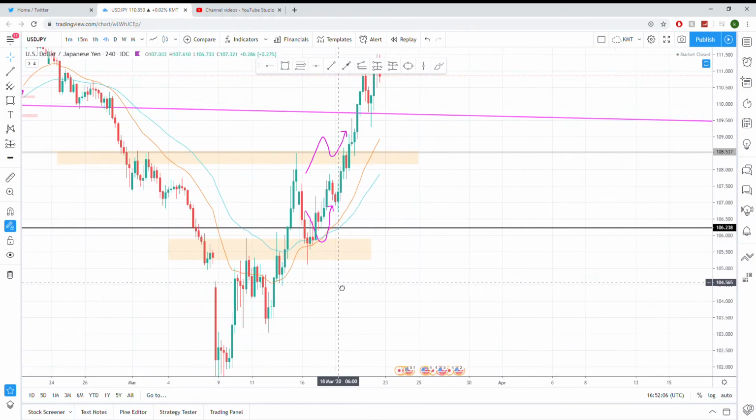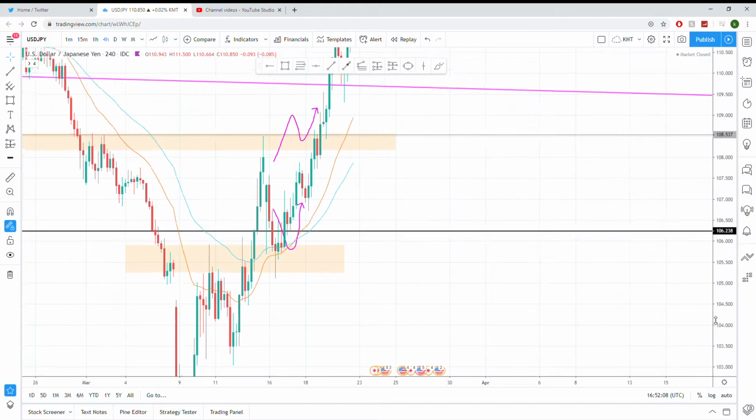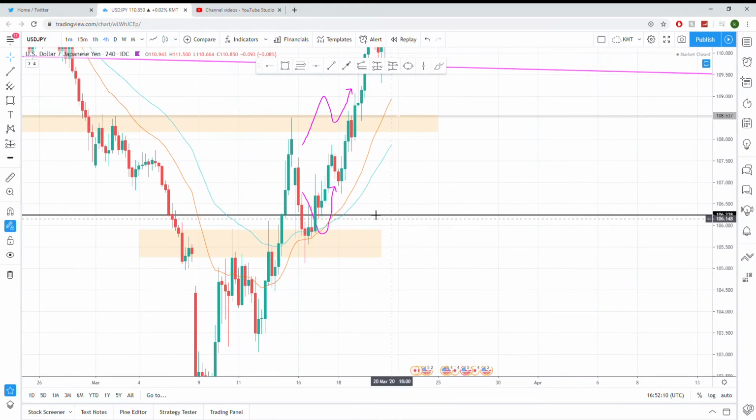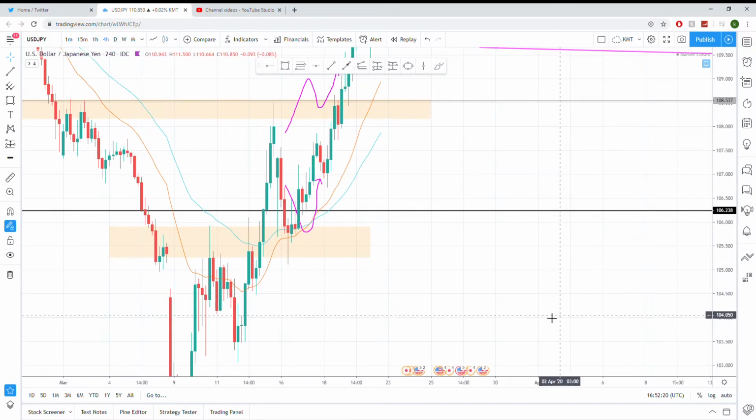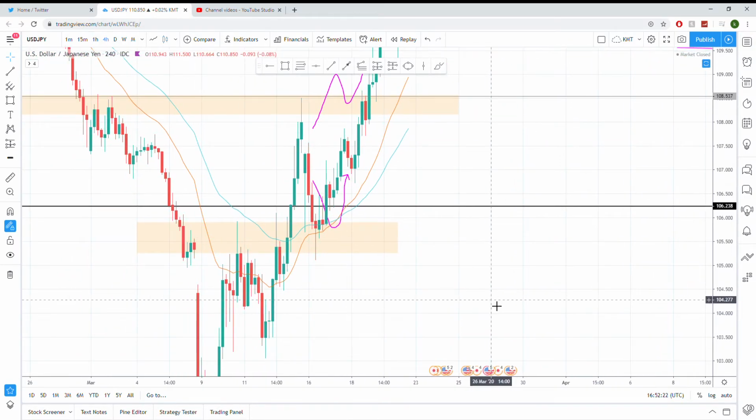So the first thing that we want to look at is rejection. I keep talking about this: wait for price to pull back and then wait for a form of rejection, and then we'll get that bullish momentum to the upside. So it's good to look at an example like this to understand exactly what to look out for.